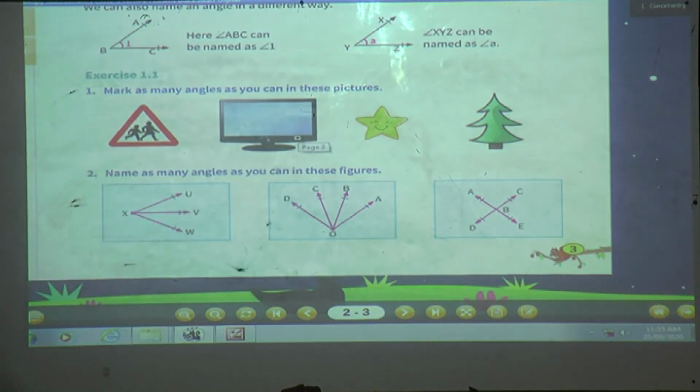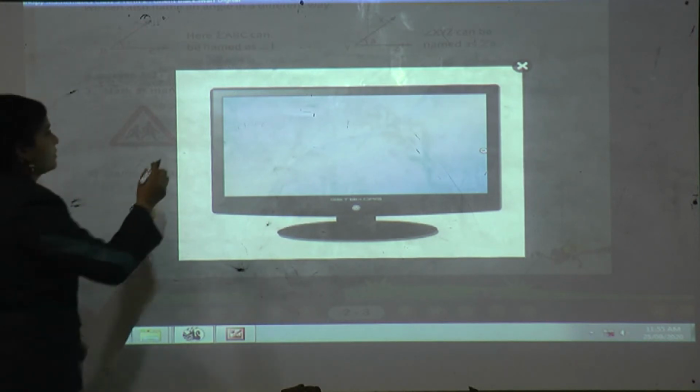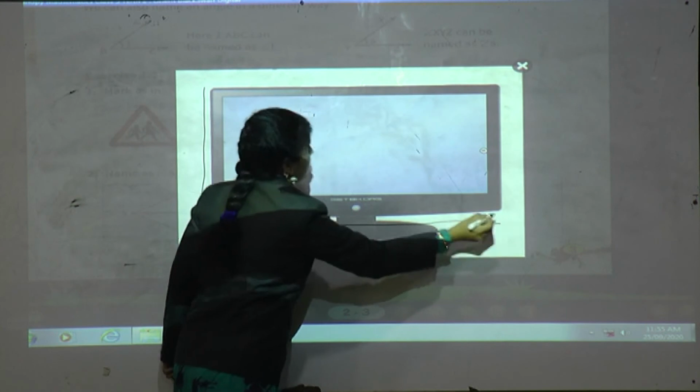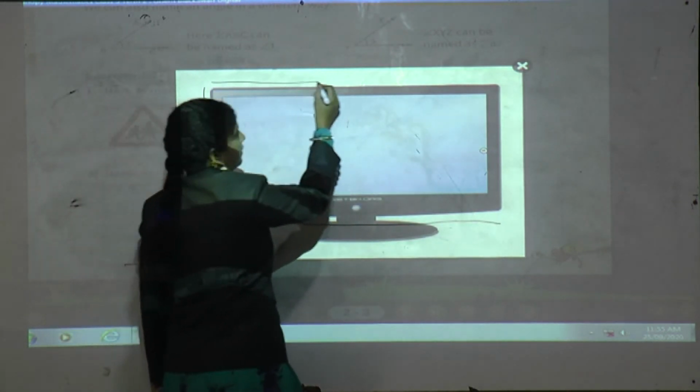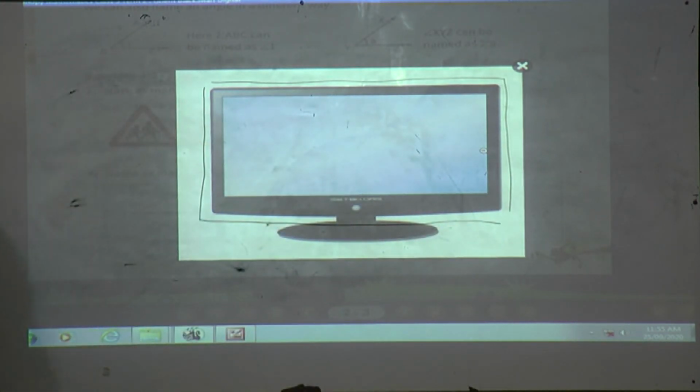What is this? Yes, this is a TV. Which shape is this TV? Yes, students, this is a rectangle shape. So here are some angles. See, this, and again here. You can find these shapes in your daily life also.